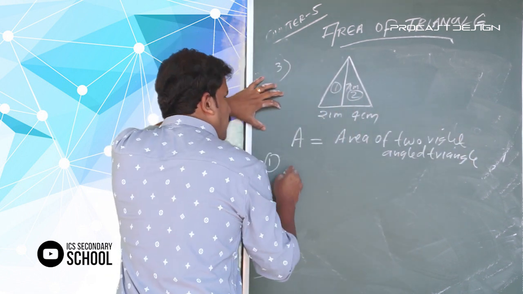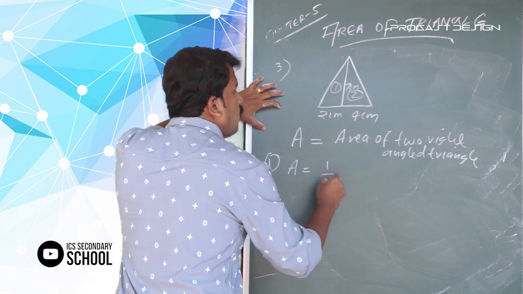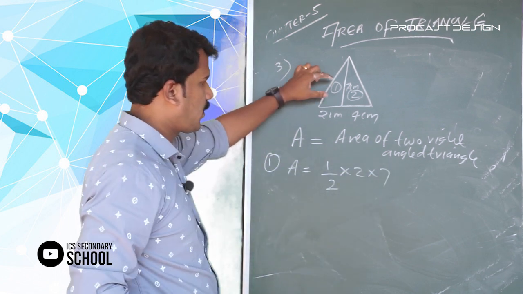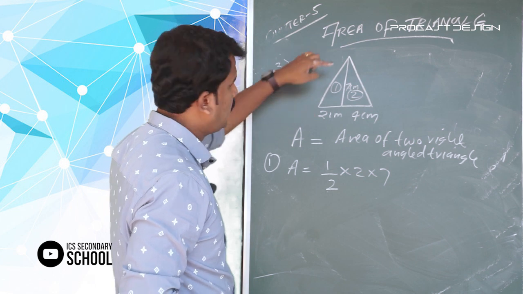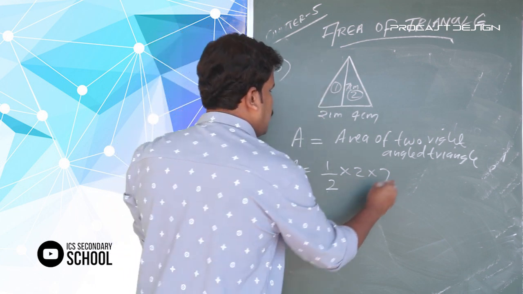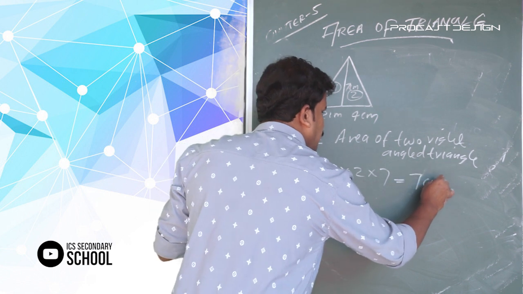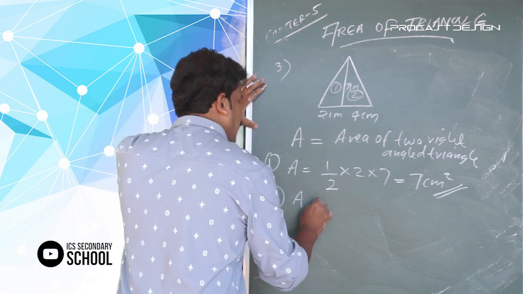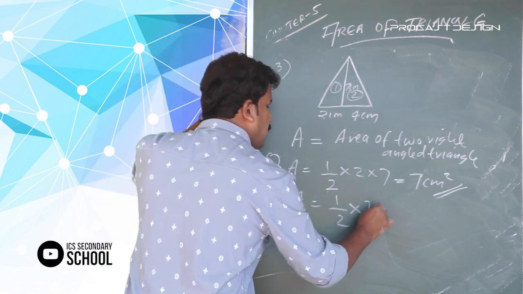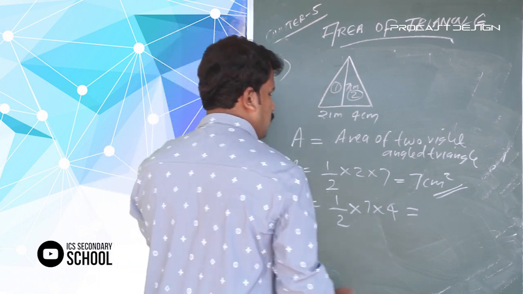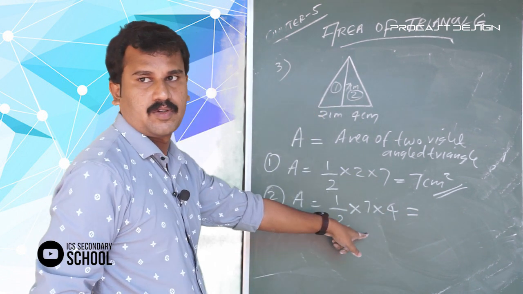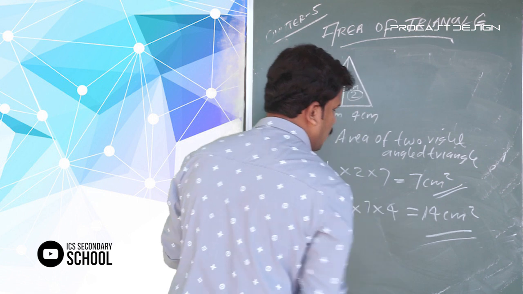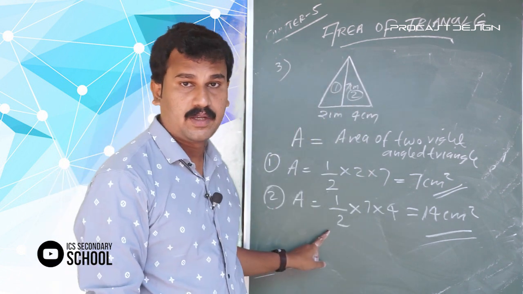Area of the first right angle triangle equals half into the perpendicular sides, that is half into 2 into 7, with one side 2 and the other side 7. So half into 2 into 7 is 14 by 2, which equals 7 centimeter square. Then the area of the second right angle triangle equals half into 7 into 4, that is 28 by 2, which is 14 centimeter square.